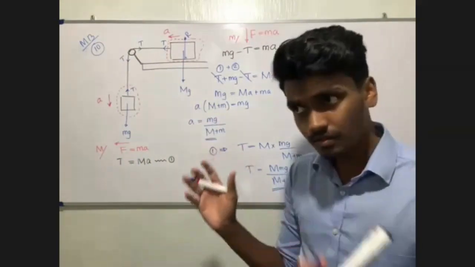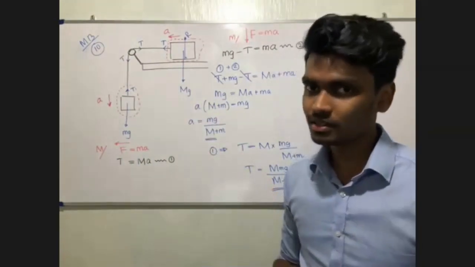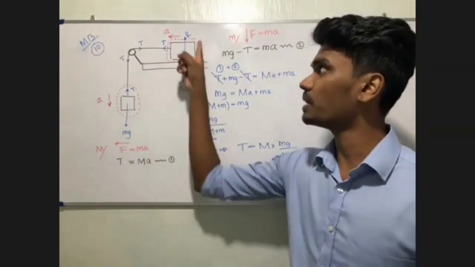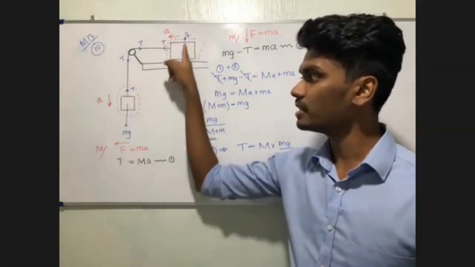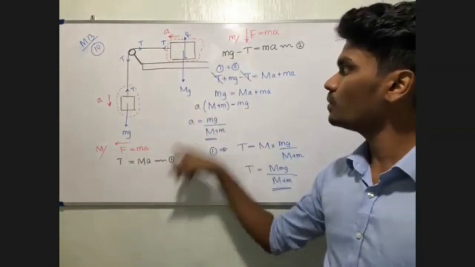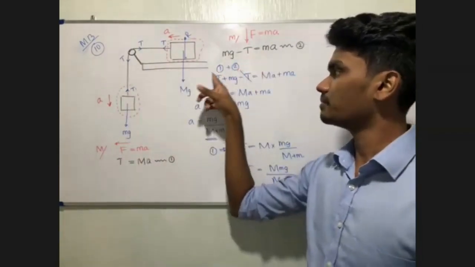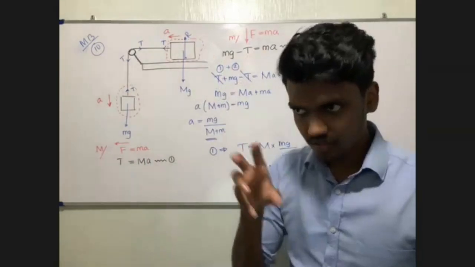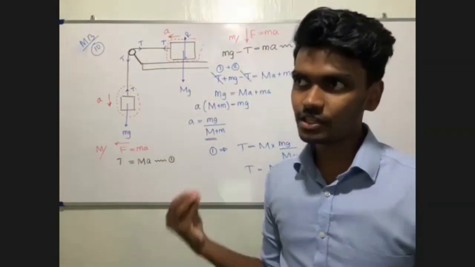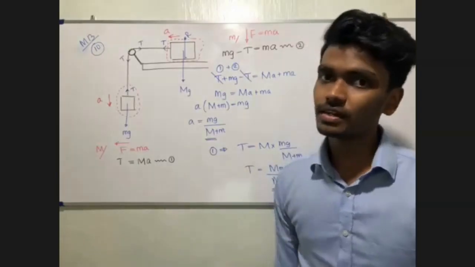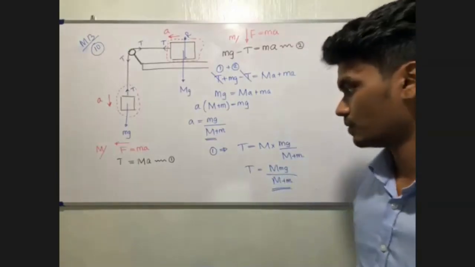This is very easy. You just have to apply F equals ma to the objects individually and obtain two equations, and you need to add them. If you do not have the mathematics knowledge well, then it would be difficult for you. It would be definitely difficult for you, right?